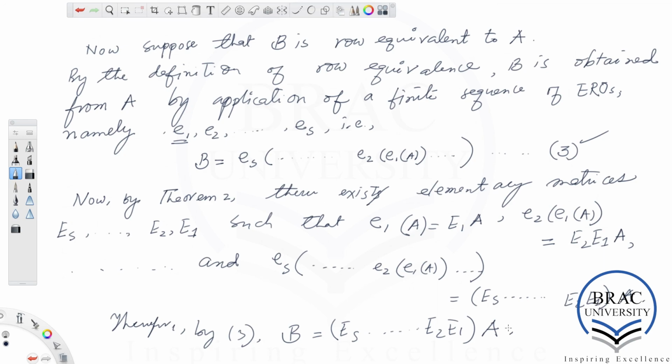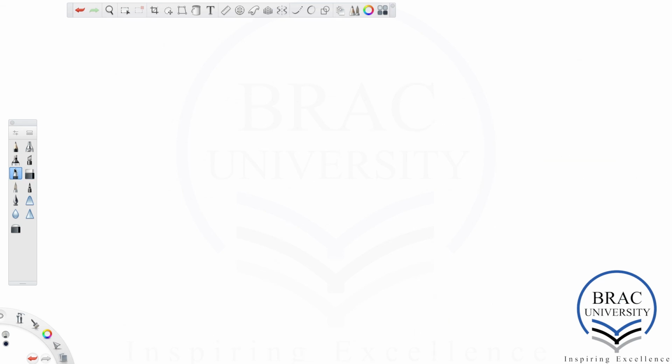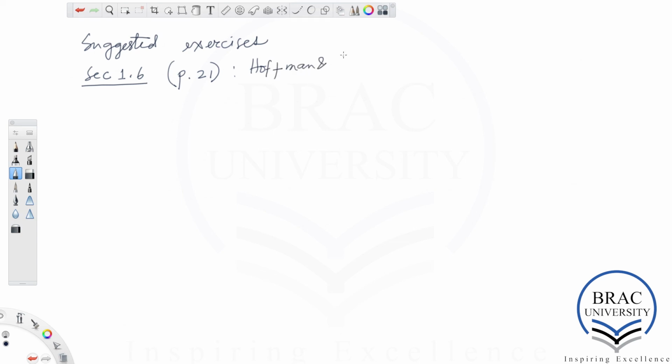Okay. So this was the corollary, QED. Now I suggest some exercises from section 1.6. Let me list the number of the problems. Suggested exercises, section 1.6, page number 21, Hoffman and Kunze. Problem number 3, problem number 2, problem number 4, 5, 7, and problem number 8.